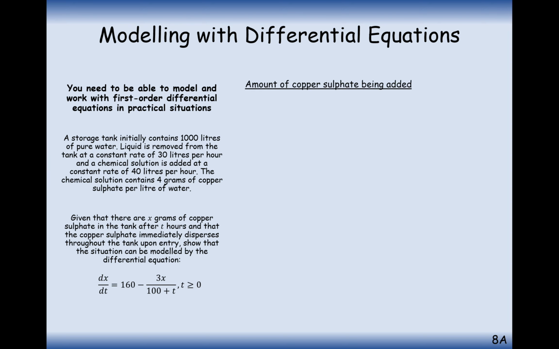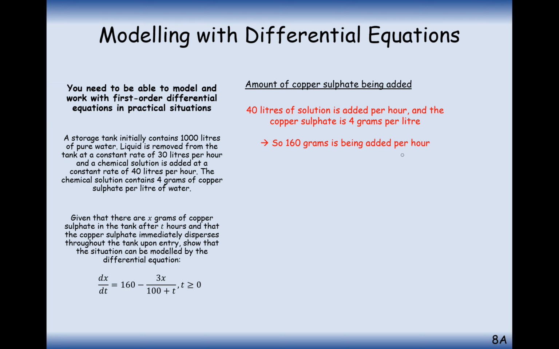Okay, let's get started. The amount of copper sulfate being added. Well, if we add 40 litres of solution per hour, and the copper sulfate is 4 grams per litre, then it's going to be 160 grams being added to the tank every hour. That will later on be affected by some leaving. Some of that 160 grams that was added in the first hour will leave in the second hour, but every hour at least there will be 160 grams added to the tank per hour. So that's why we have 160 at the front of this equation.